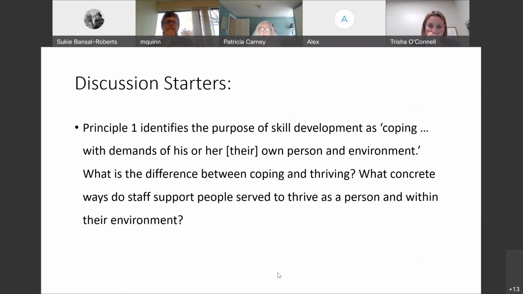Okay. Principle 1 identifies the purpose of skill development as, quote, coping with the demands of the person's life and environment. What's the difference between coping and thriving? That's the big question I really want you to think about. What's the difference between coping and thriving? I'm sorry, I don't know why this little thing keeps popping into the middle of the page. And then what concrete ways do staff support people served to thrive as a person and within their environment?